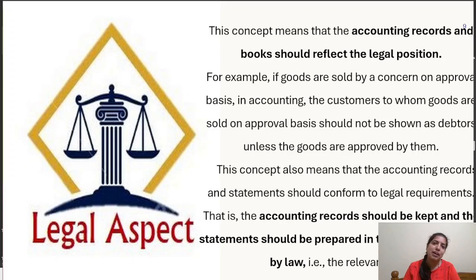The approval of that party is necessary to show him as the debtor, only when there has been a credit sale made in your books of accounts. Not only that, all the accounting records should be kept and the statements should be maintained or prepared in the manner that is prescribed by the law or any other act that is relevant in that matter.